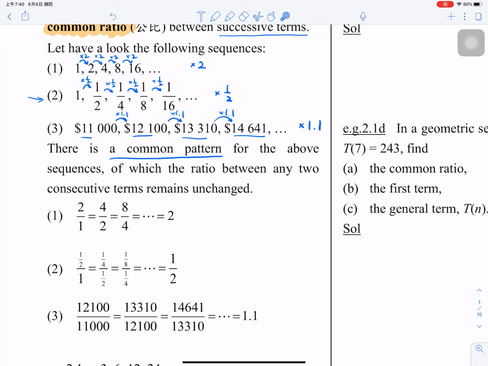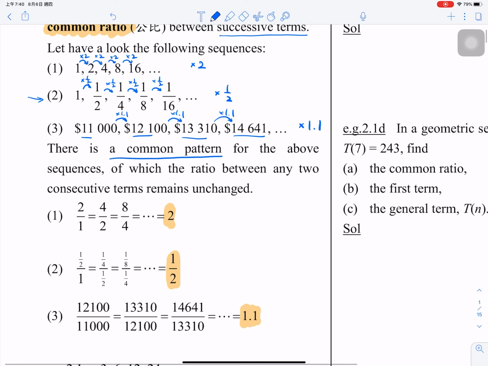How about the second sequence? Take the second term over the first one, the third term over the second one, the fourth term over the third one. And you found that this one is 1 over 2. And the next one, 1.1. Okay?